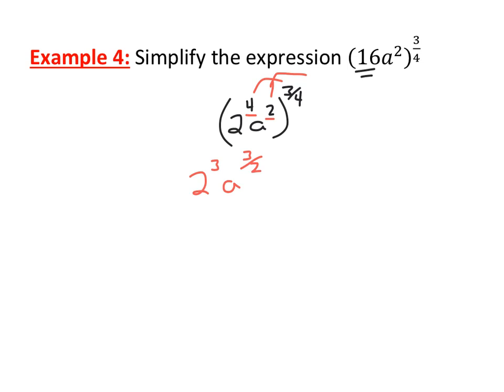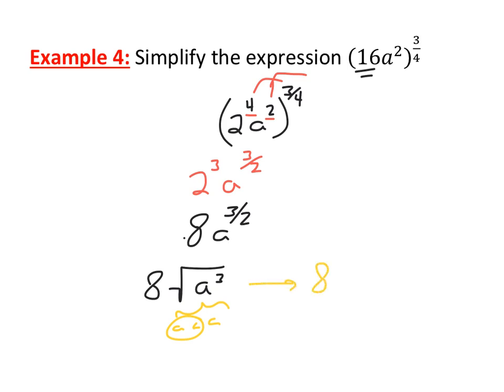If I rewrite this, you may see answers written as 8. 2 to the third power is 8. A to the 3/2. They may switch it back to radical form. So they may write it as 8 times the square root of a to the third, which can be written, grouping my groups of 2, as 8a square roots of a.